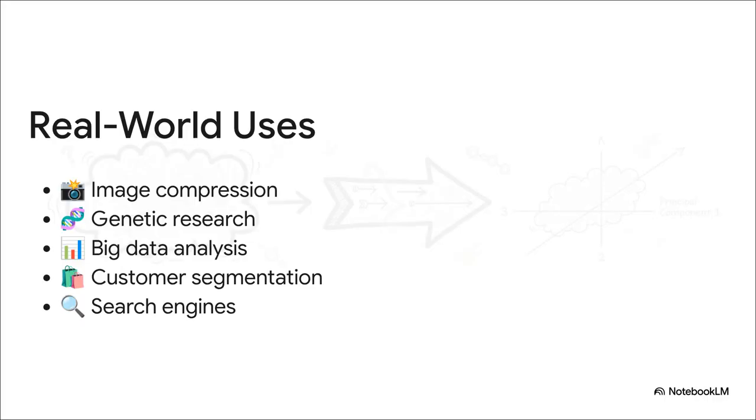And this idea is absolutely everywhere. It's used for image compression. That's how a huge photo file can be made smaller without looking awful. It's a total game changer in genetic research, helping scientists find patterns across thousands of genes. It's used to group customers for marketing, and, yep, it's even working behind the scenes in the search engines we all use.